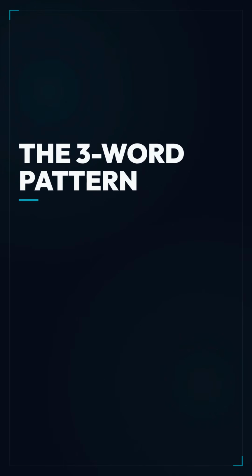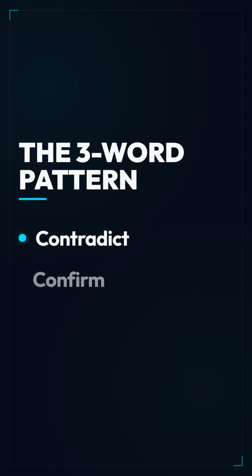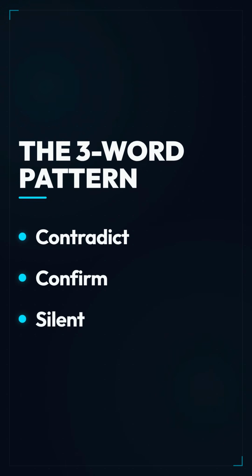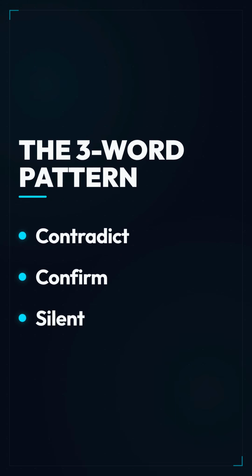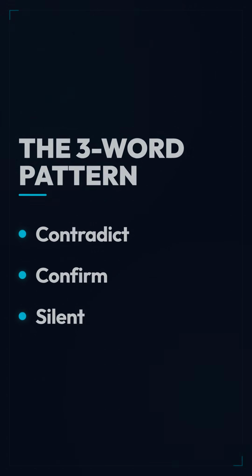Here's Contradiction Rule version 2. Same 3 words as before. But today I'm showing you exactly how to apply the test to tell false and not given apart with certainty, not just vibes. The 3 words: contradict, confirm, silent. For every statement, ask, does the passage directly contradict this claim? Does it confirm this exact claim? Or is it completely silent on this specific detail?